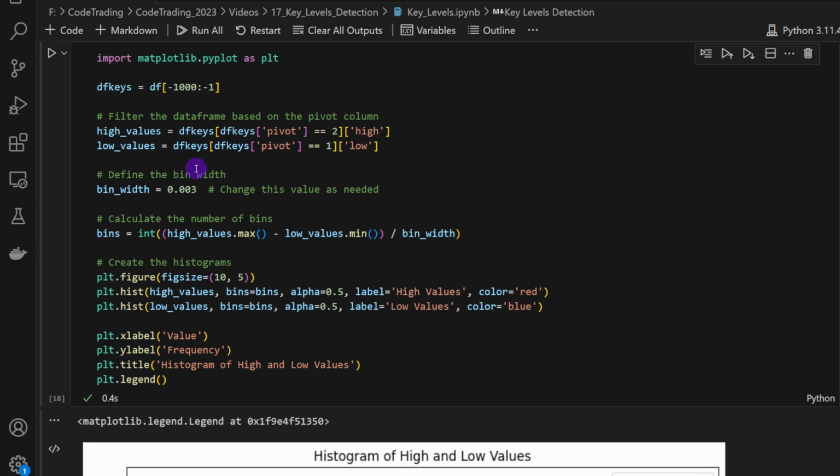So we will start first by slicing part of our data frame, taking the most recent data for the candles and the rows. We're selecting the high values. So when we have a pivot ID equal to 2, so it's a pivot high, we're checking what is the highest value of the current candle. Same thing if we have a pivot low, so the pivot is equal to 1. We're checking the low value of the current candle, and we're storing all of these values in high values and low values that we're going to use to plot our histograms.